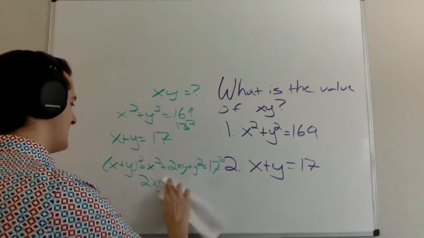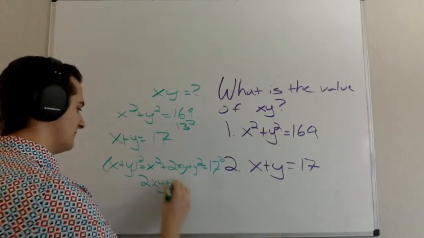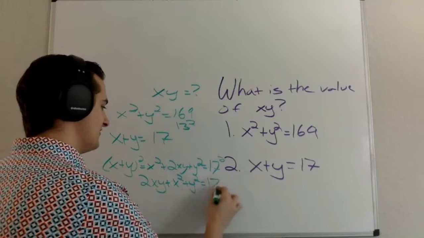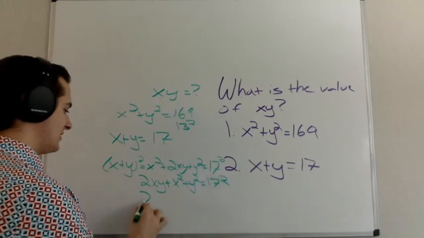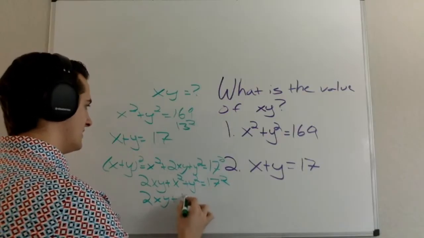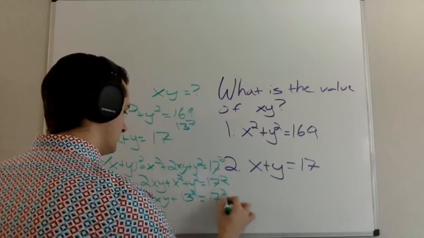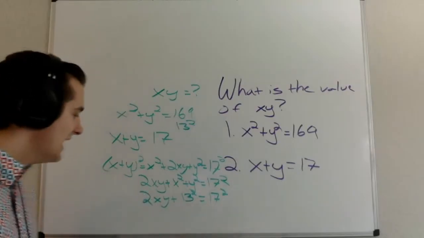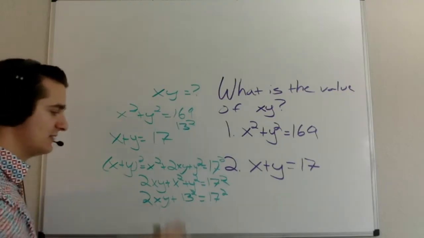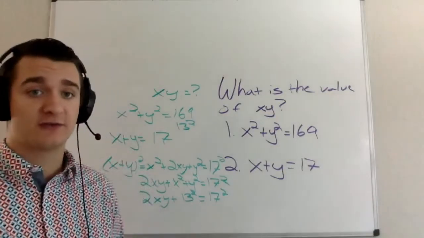And so I know that x squared plus y squared is going to be equal to 13 squared. I can rewrite that as 2xy plus 13 squared is going to be equal to 17 squared. And from here, I know that I'm going to be able to solve for the value of x times y. I can subtract 13 squared from both sides. I can divide by 2. So at this point, I feel comfortable stopping.